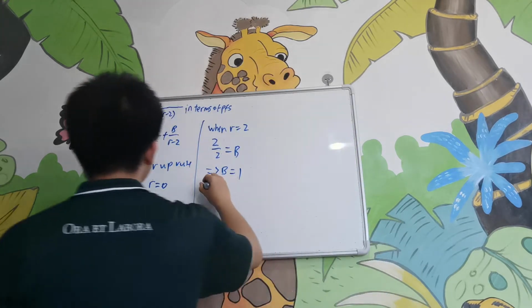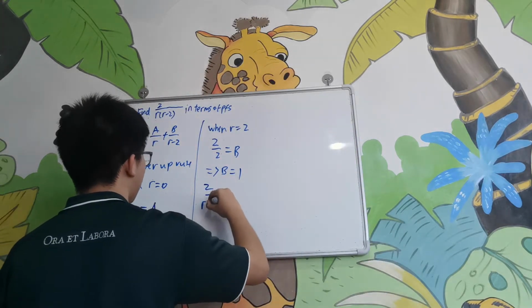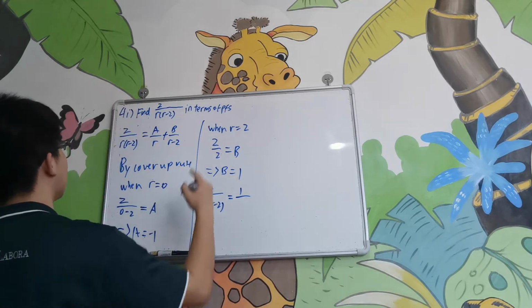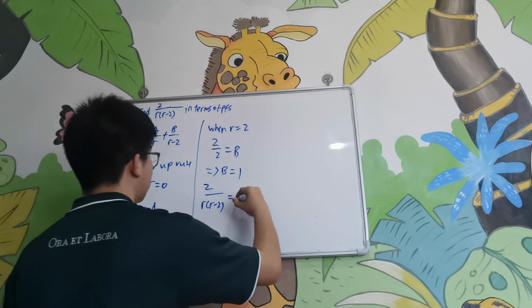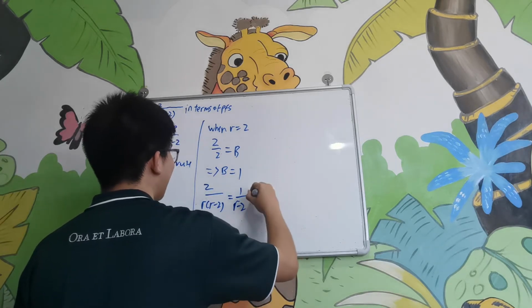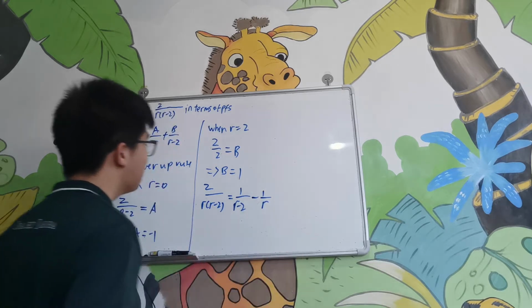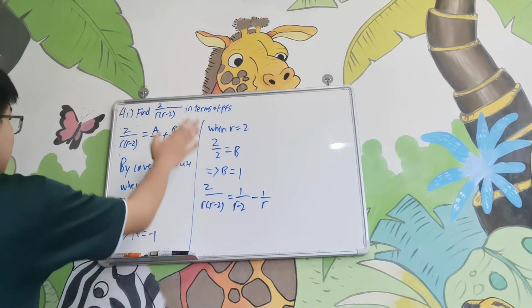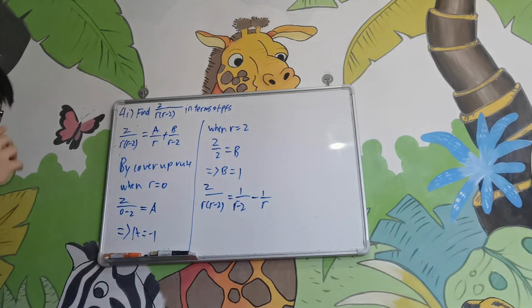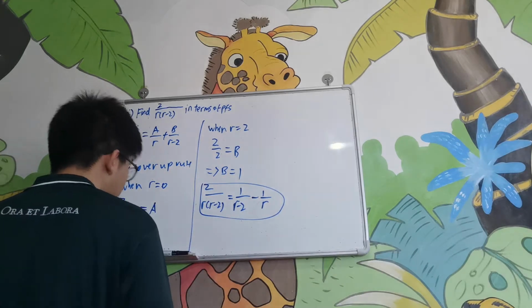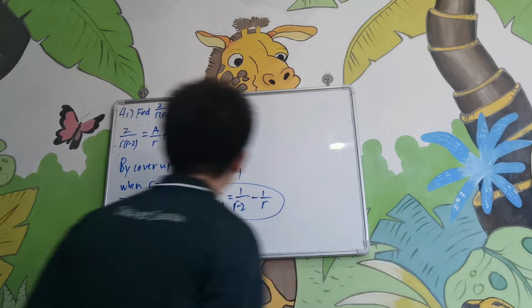So, 2 over r times r minus 2 equals to 1 over r minus 2 plus negative 1 over r. So if you do your cross multiplication, you realize that this will all work out. So okay, having this in mind, now let's go on to part 2 of this question.